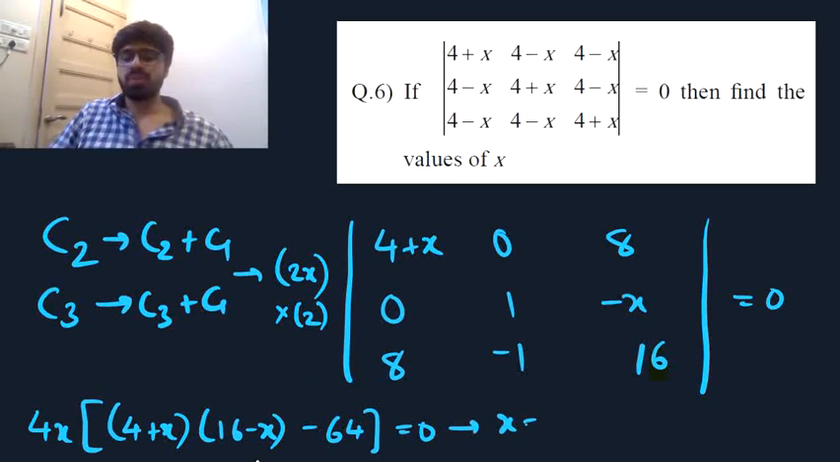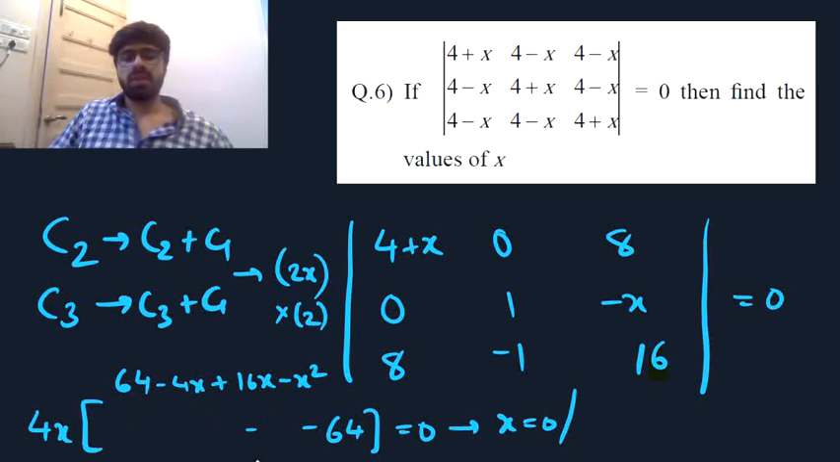So either x will be equal to 0, or if we try to simplify this bracket, this will be 4 plus x into 16 minus x. So that is 64 minus 4x plus 16x minus x square. Okay. And then 64 minus 64, that becomes equal to 0. And minus 4x plus 16x, that will be 12x.